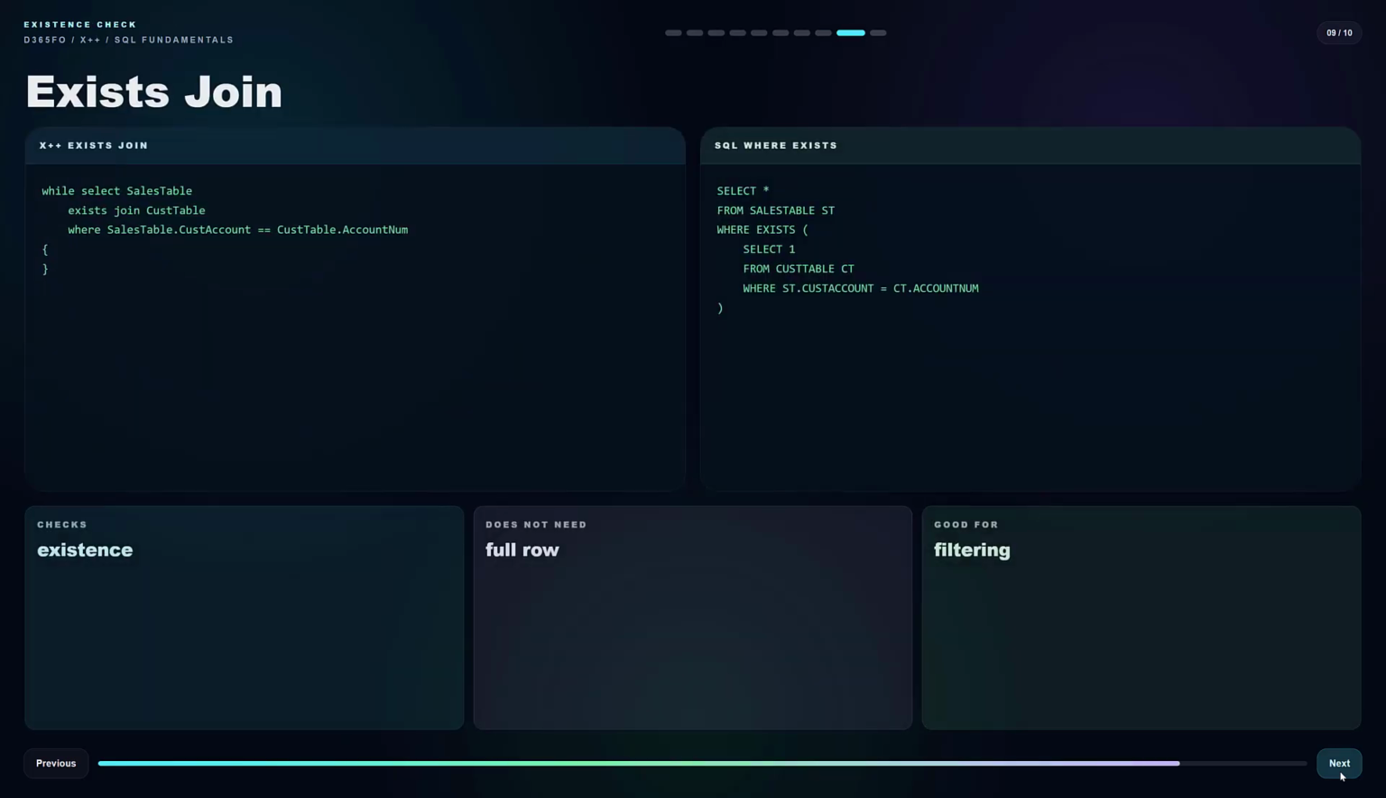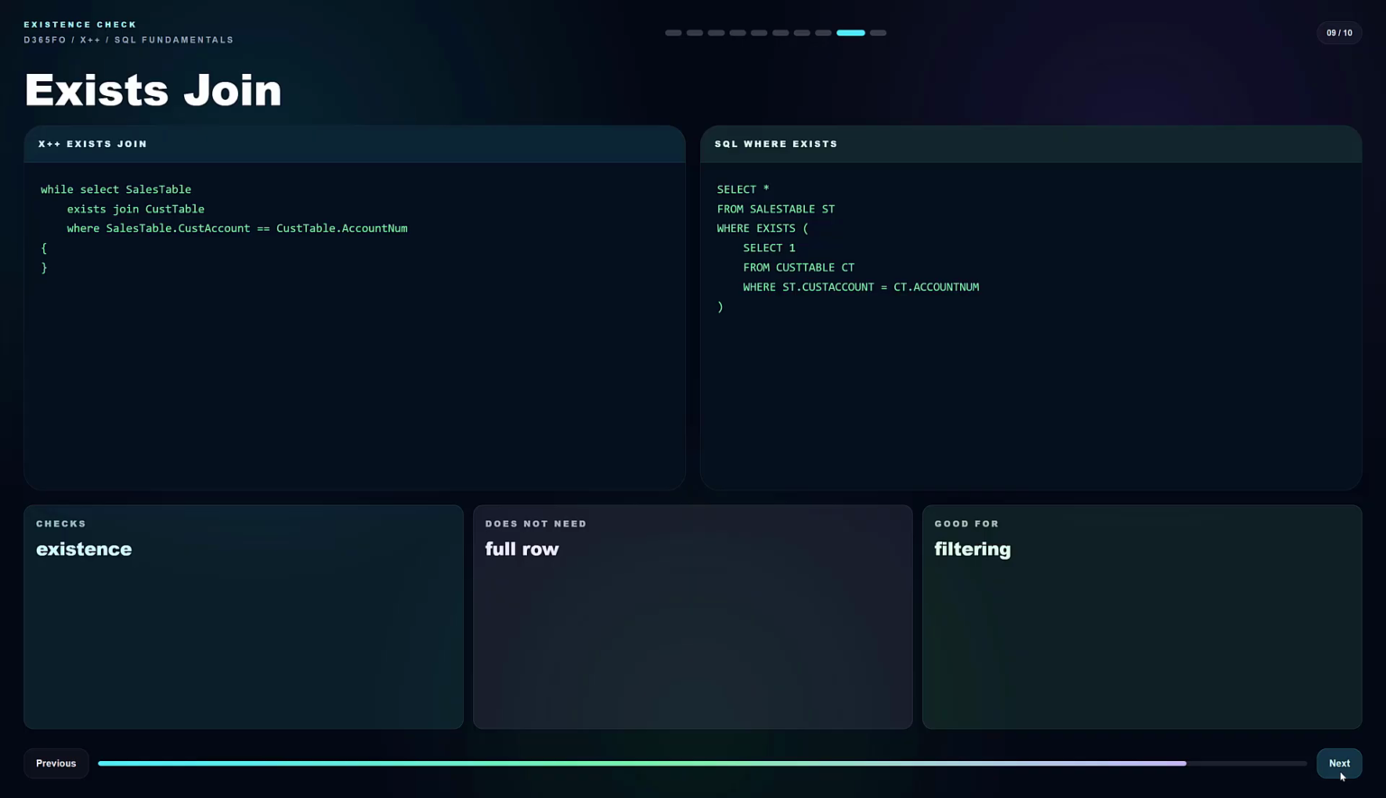Exists join. Now let's discuss one of the most important concepts in X++ optimization, exists join. This is extremely important to understand properly. In X++, we write exists join. But in actual SQL, there is no direct exists join operation. Instead, the AOS translates exists join into a where exists condition. So internally, SQL Server checks whether matching records exist in another table.